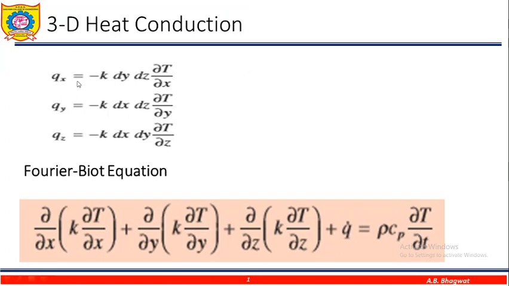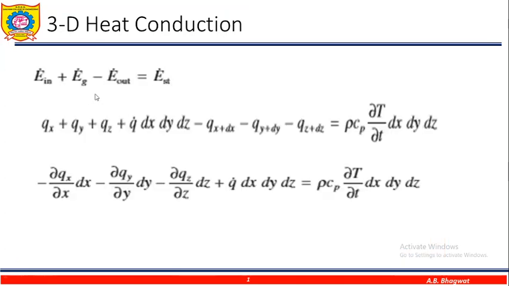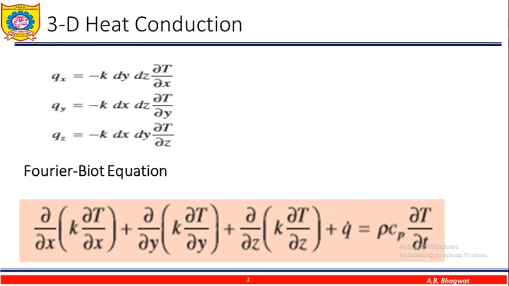Just substitute these values in the previous equation. You will come to know, if you substitute the value of qx, then dx into dy into dz comes into the picture. You divide all left and right side by dx, dy, dz, you come to this Fourier-Biot equation. The derivation of this equation is very, very important as far as the understanding of the heat conduction is concerned.